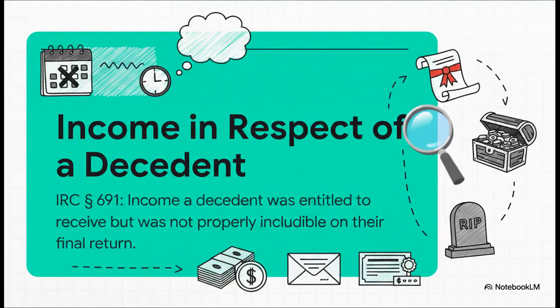And that brings us right to Internal Revenue Code Section 691, which defines IRD. Really, the best way to think about IRD is that it's the catch-all. It's for any income that falls on the wrong side of that date of death wall we talked about. The person was entitled to it, maybe it was a final paycheck or a bond interest payment, but it just wasn't received, actually or constructively, before they died.